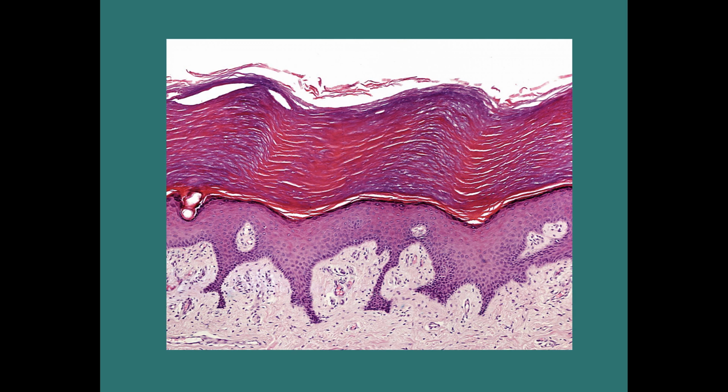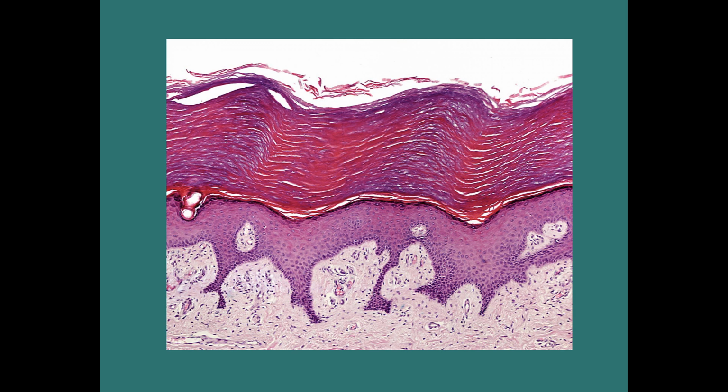And so we have this really thick layer with these dead squamous cells, and they're packed with the protein keratin. So that makes them really hard. And so that layer helps prevent penetration by organisms. It reduces abrasion, prevents water from leaving through our skin here.